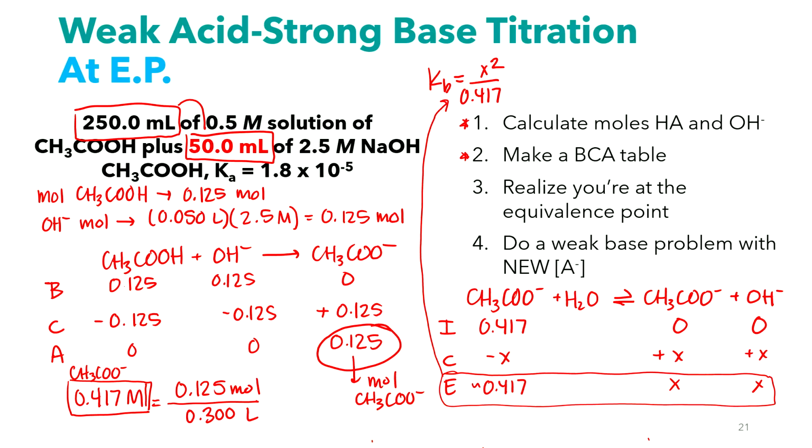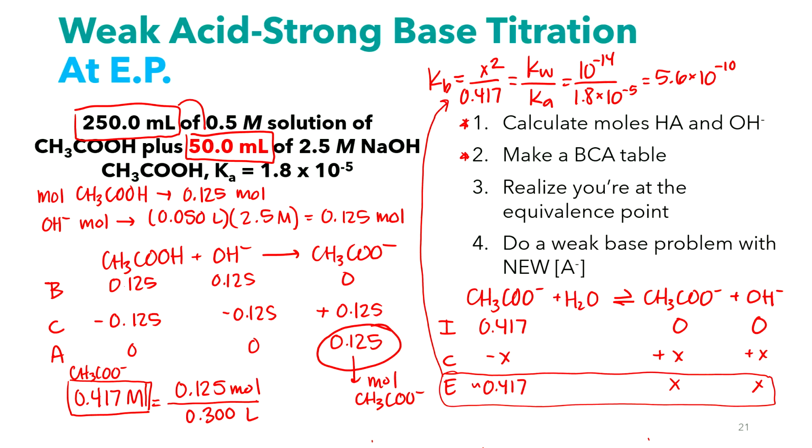And I used Kb, right? Because I made the weak base. So I need a base dissociation constant. We didn't get a Kb. Can we solve for the Kb? Yes, because we have the Ka of its conjugate acid. So I'm going to say that this is equal to Kw over Ka, which is 10 to the negative 14th, divided by my 1.8 times 10 to the negative 5th. Okay, that equals 5.6 times 10 to the negative 10th.